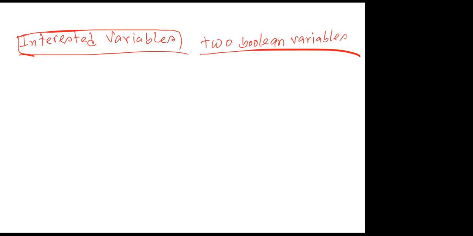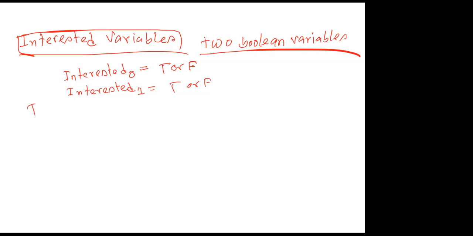Let's check how it works. Here are two variables. One is interested 0, a Boolean variable whose value is true or false, T or F. The other is interested 1, whose value is also T or F. These two variables are used in this method. Also, it is a two process solution, not a multi-process solution.